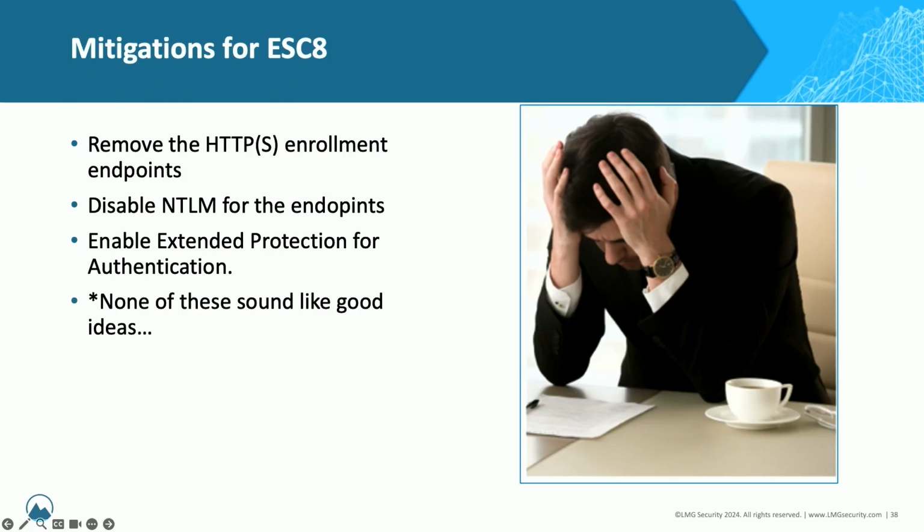These are your mitigations for ESC8. If you wanted to configure your network to not be vulnerable to this kind of attack, you can either remove the HTTP or HTTPS enrollment endpoints completely, which you may need. You can disable NTLM for those endpoints. You can enable Extended Protection for Authentication. But again, none of these are really great ideas. Tom, you want to opine on this?